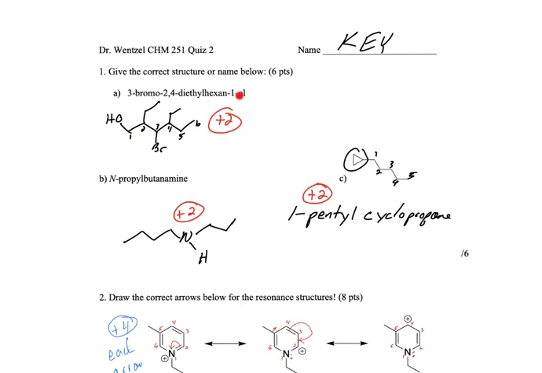Diethyl, so oxygen has 1, 2, 4, the 2 ethyls, and then 3 for the bromo. Butane propanamine, again, the parent name is butanamine. So but is 4 carbons, 1, 2, 3, 4, and then a nitrogen on the end.